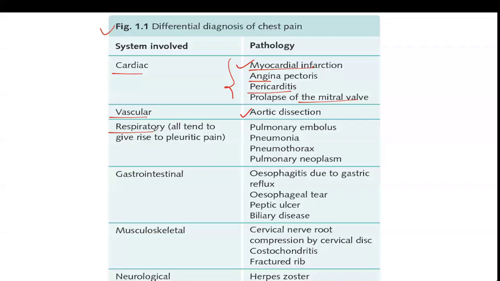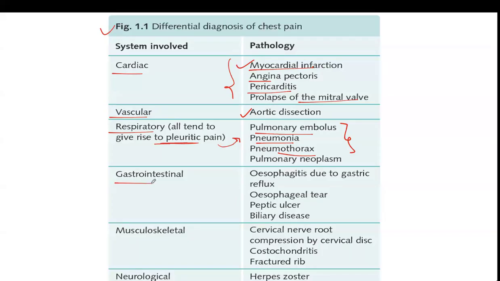Then we should look for any respiratory related cause like pulmonary embolism, pneumonia, pneumothorax. Remember, all chest pain related to respiratory cause will give you pleuritic chest pain. Pleuritic chest pain is a kind of chest pain which gets worse with deep breath or coughing. So if the question says that the pain gets worse with inspiration or deep breathing or by coughing, that means they are talking about pleuritic chest pain. And in pleuritic chest pain, these are common causes.